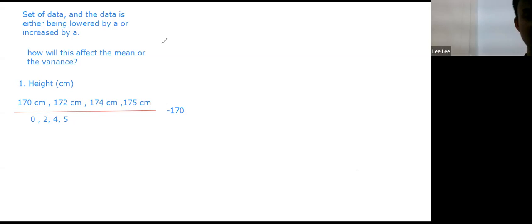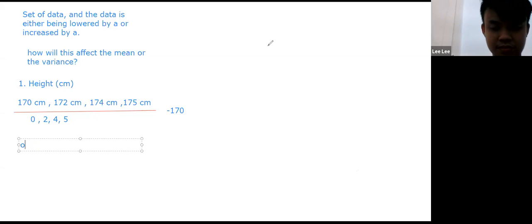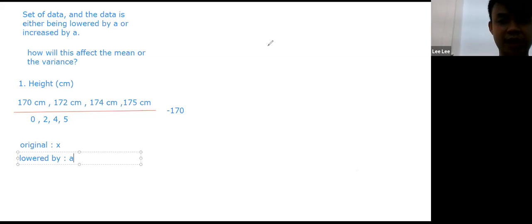Okay, so now let's say the original situation. I call this data x here. So now I lower it by a. So when I say sigma x, the notation will be sigma x minus a in brackets. Why? Sigma means sum. So the data has been lowered by a. All of the data have been lowered by a, and then you add it.